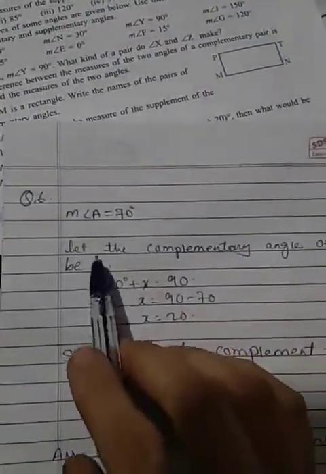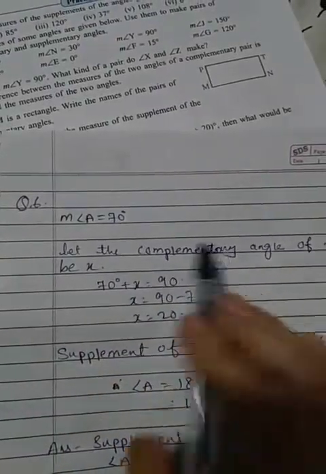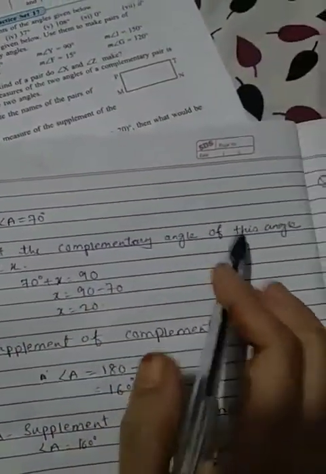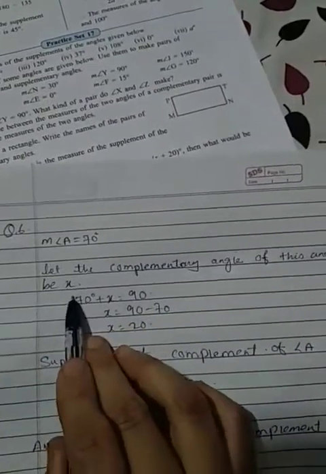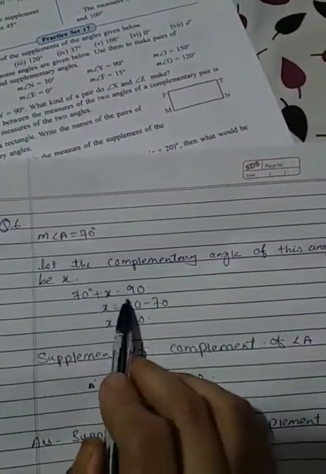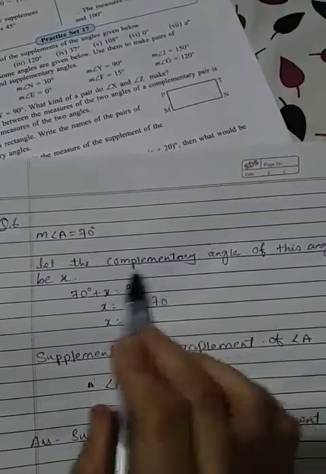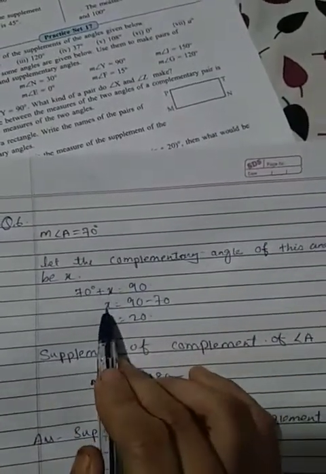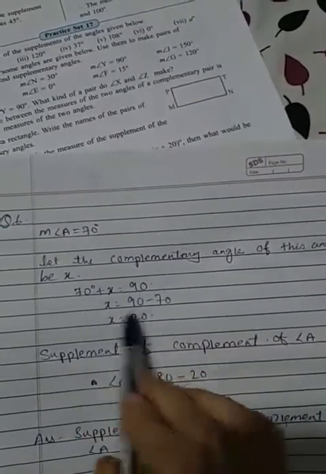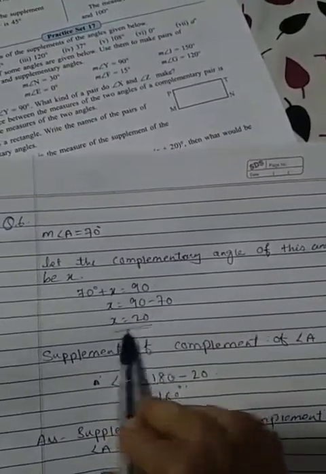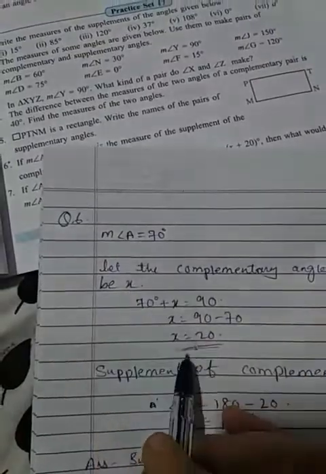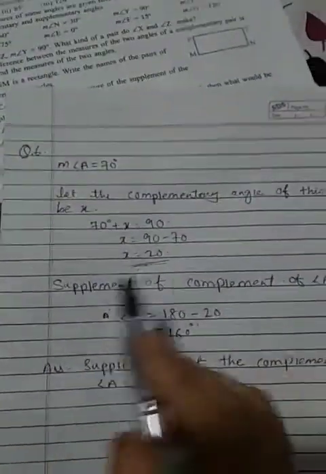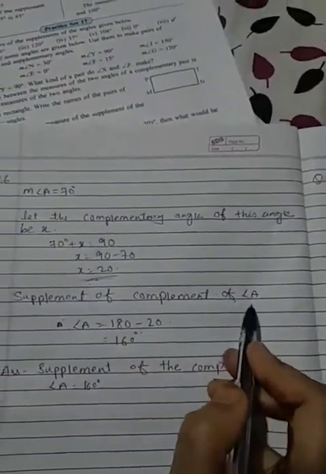See, first we will find the complement of the angle. Let the complementary angle of this angle be x. It means 70 plus x is equal to 90 degrees. Why 90? Because it is a complementary angle. So x is equal to 90 minus 70, which is 20. The complementary angle is 20.